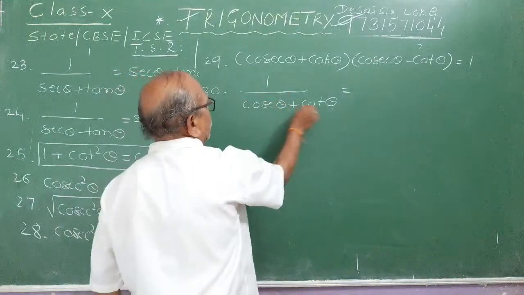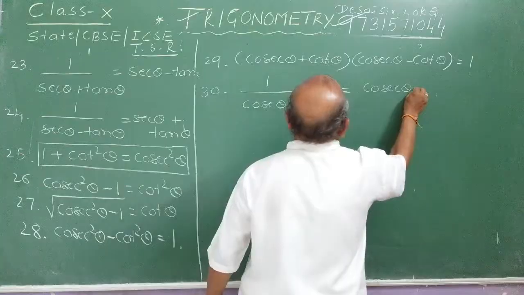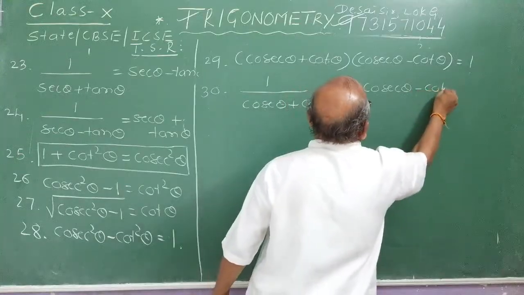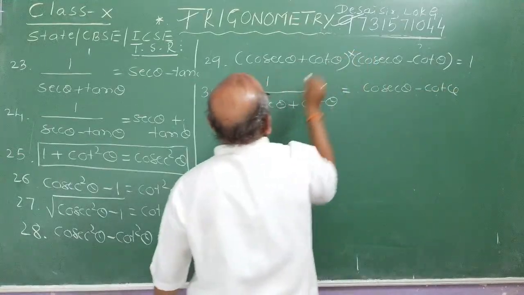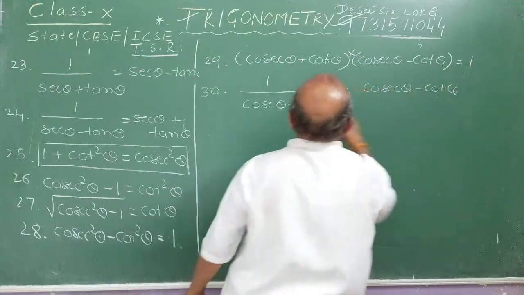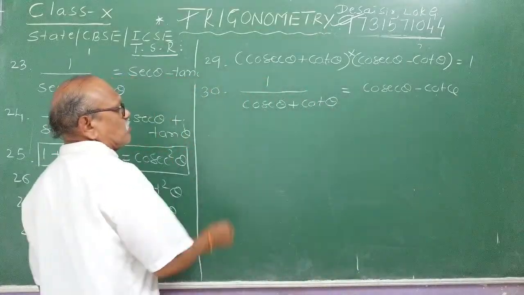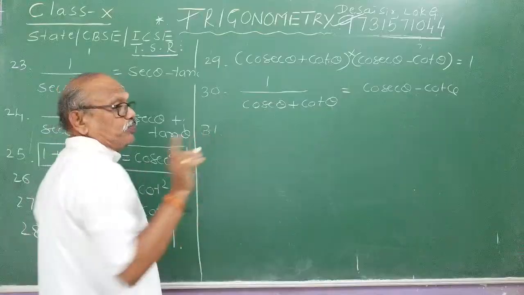1 upon cosec theta plus cot theta is cosec theta minus cot theta. Means if you take it, there is a multiplication. If you take it to the right, multiplication becomes what? Division. 1 upon cosec theta plus cot theta, directly you can write it as cosec theta minus cot theta. All these things are useful up to PUC 2.